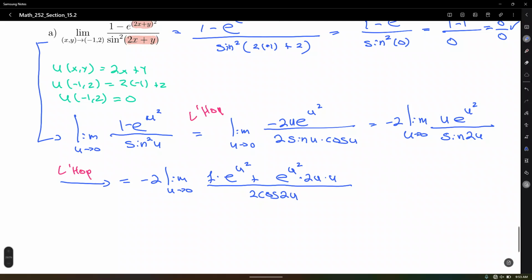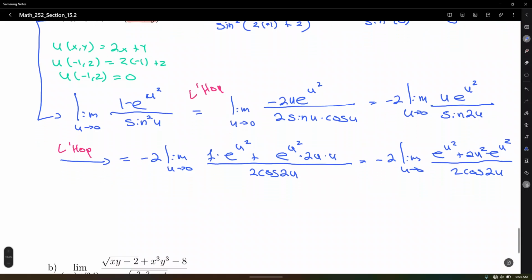Let's combine like terms or simplify this a little bit. Negative 2, limit as u approaches 0, that's e to the u squared plus 2u squared e to the u squared, divided by 2 cosine 2u. Let's see if we can apply direct substitution, so we don't have to determine whether we have to do a third L'Hopital's rule.